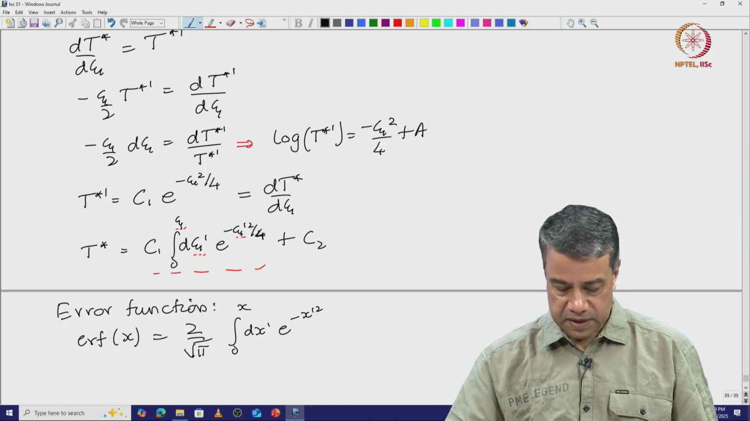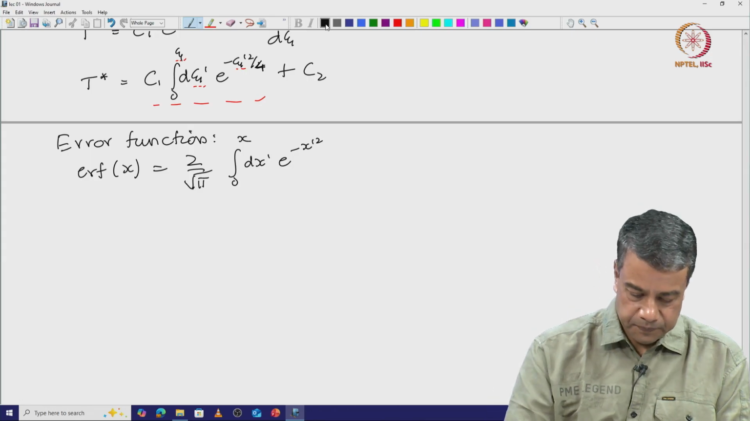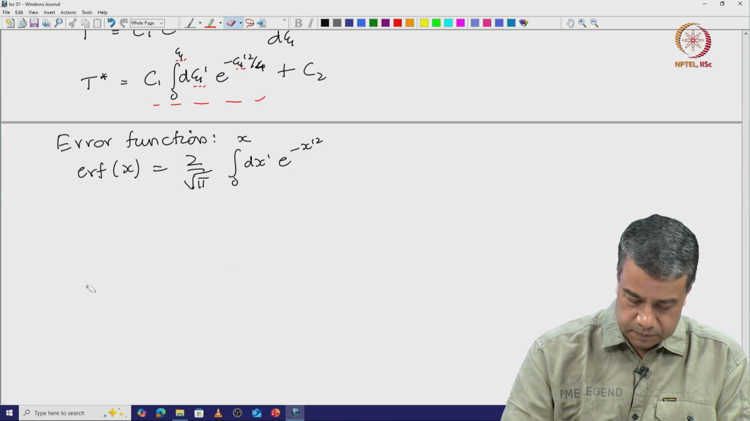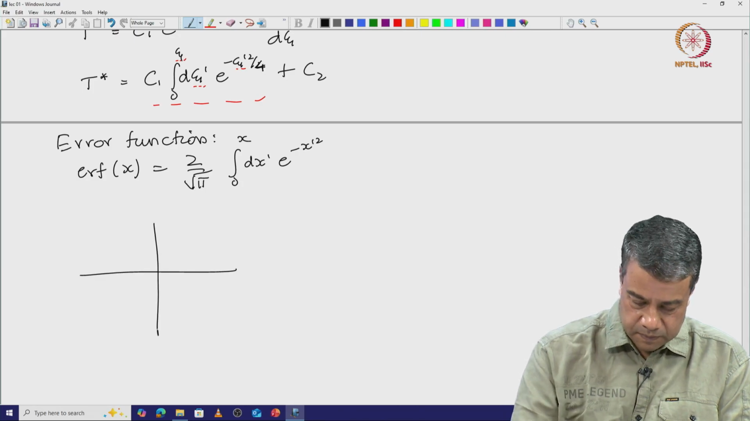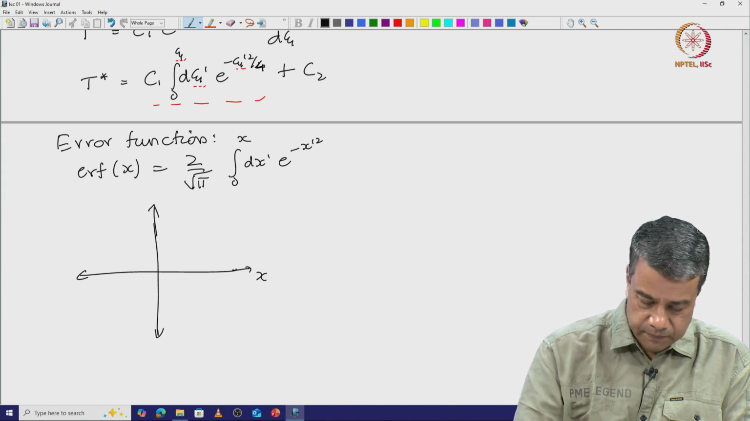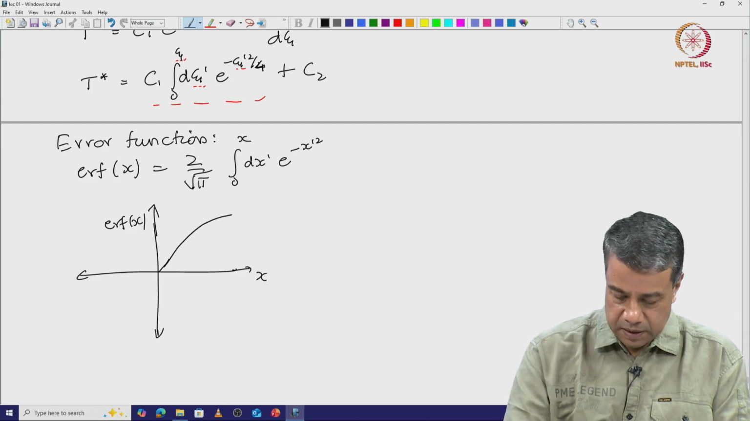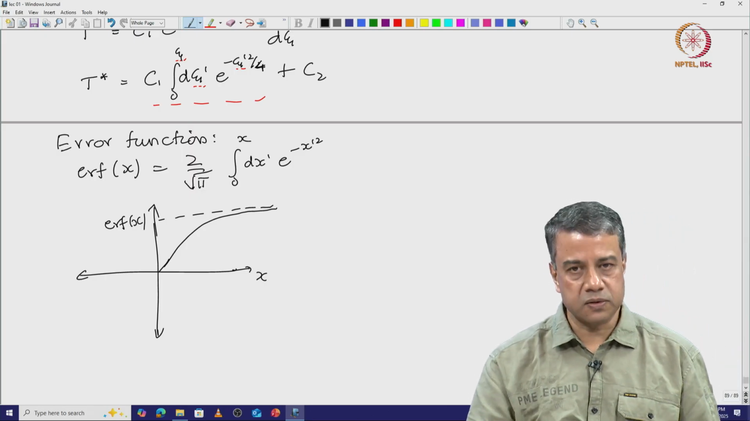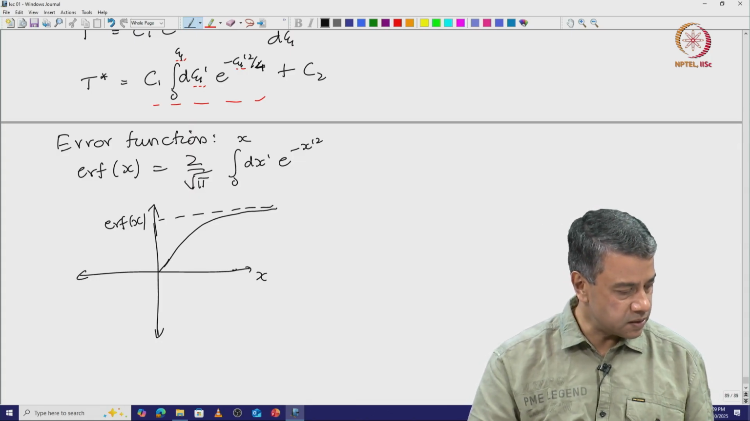So, this error function has certain properties. If I plot this integral 0 to x, it increases linearly and then it saturates to plus 1. It goes to plus 1 as x goes to plus infinity. It will actually go to minus 1 as x goes to minus infinity.